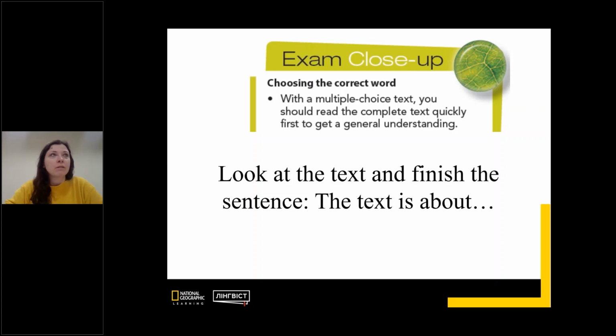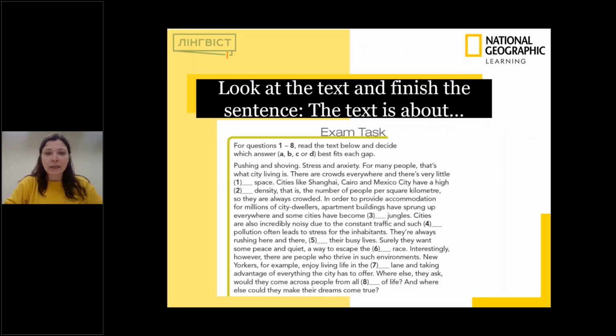So you set some time, maybe 20 seconds, something like that. 30 seconds if the text is big. And all they need to do is just to finish the sentence, the text is about. Let's try. I'm going to show you the text. You look through it. You will have 10 seconds only. Let's make it tough. And your task is to get the general understanding. So here is the text. You have 10 seconds. And in your comments, please finish the sentence, the text is about. Yeah? The time starts.